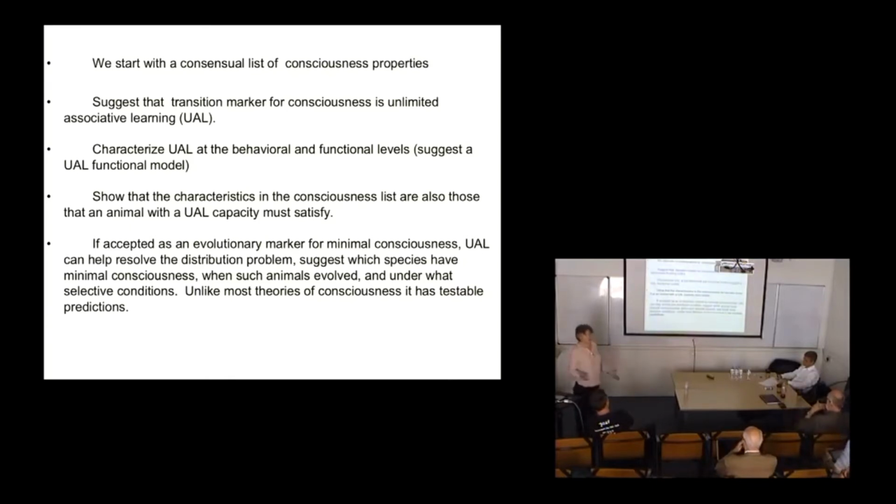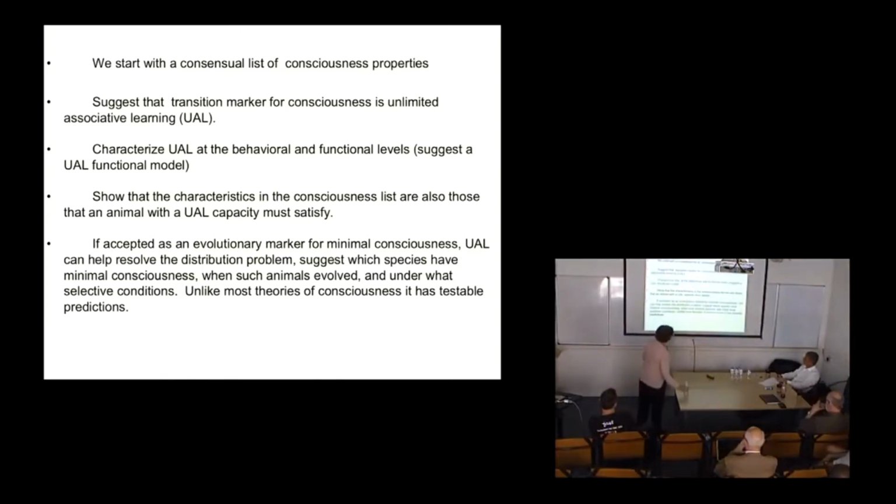So let's look at a lot of the lists that people give us. What do they mean? They do specify it sometimes. Then we will suggest a transition marker for consciousness, and I'm telling you in advance, it suggests something that we will call, and we will tell you what we mean, unlimited associative learning, UAL. And I will explain what it means.